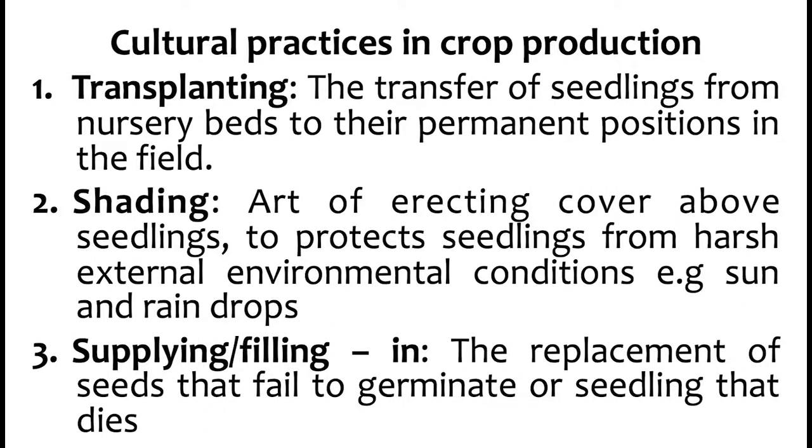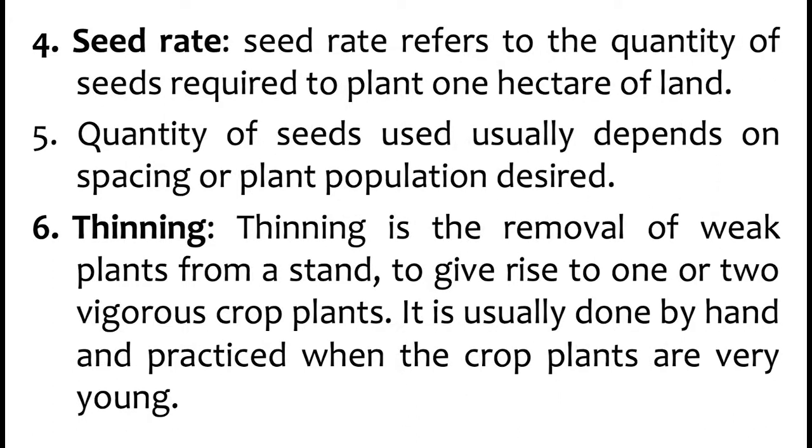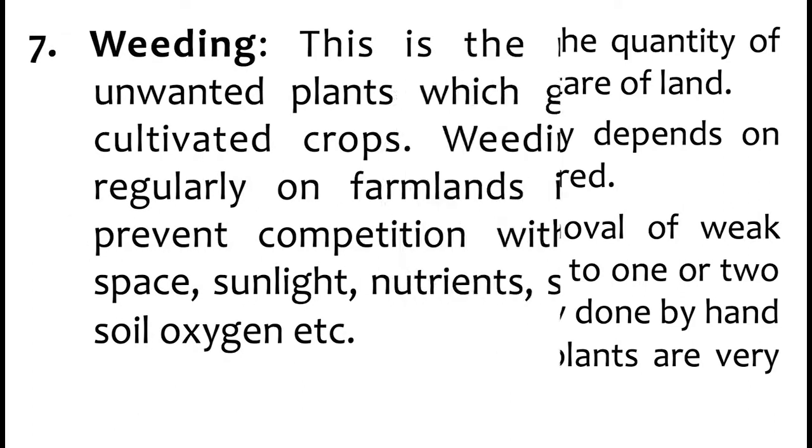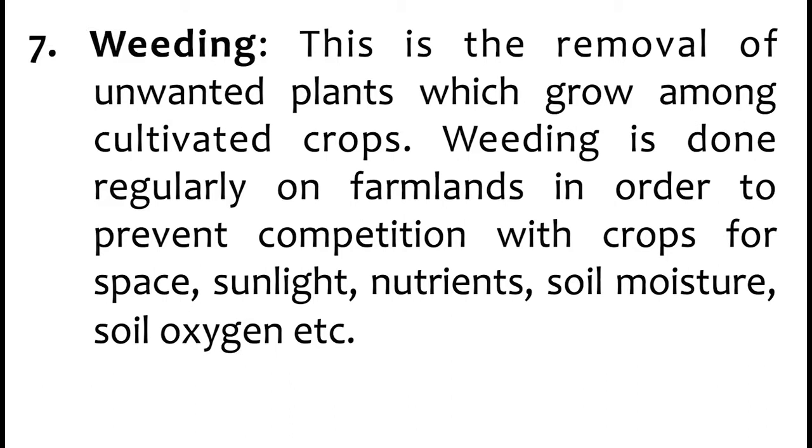We also talked about the seed rate, which refers to the quantity of seed required to plant 1 hectare of land. Thinning is the removal of weak plants from a stand to give rise to 1 or 2 vigorous crop plants. We also talked about weeding, which is the removal of unwanted plants which normally grow with the crops and compete with them for space, sunlight, nutrients, soil moisture, oxygen, etc.